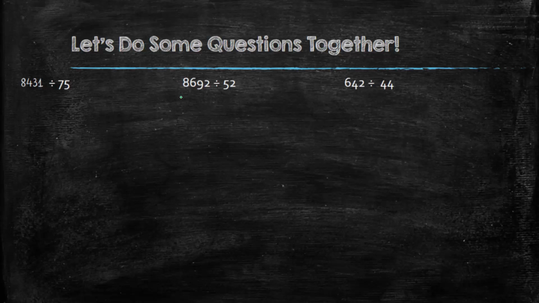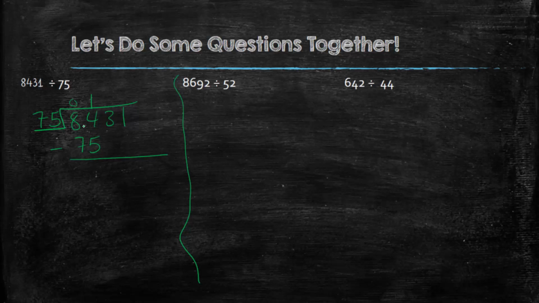Okay, so let's do this question right here. 8,431 divided by 75. Let's have a look at that. How many times does 75 go into 8? 0. How many times does 75 go into 84? 1. So 1 times 75 is 75. We draw a line. We subtract. 84 minus 75. Let's do it.